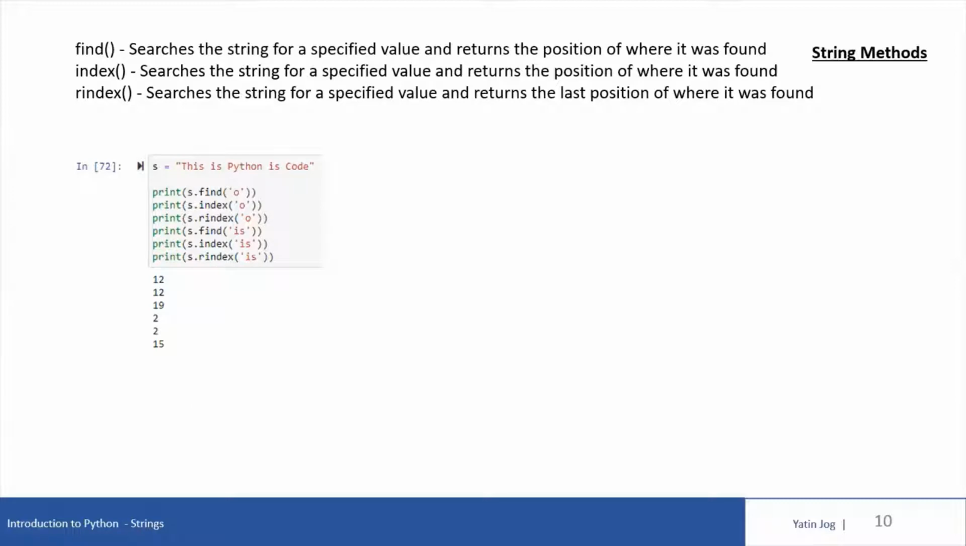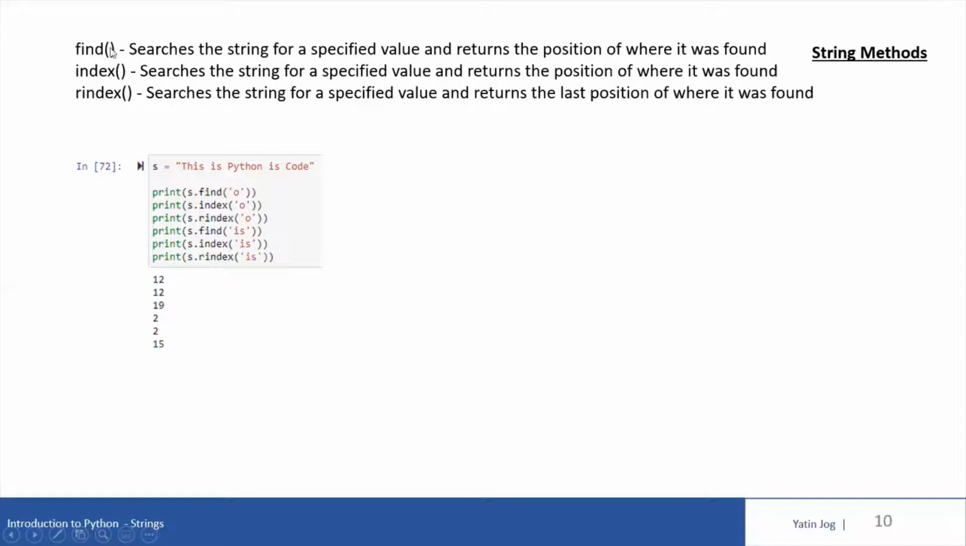In this video, we are going to discuss three string methods: find, index, and rindex. Similarly, we also have rfind as another function, but we'll discuss these three: find, index, and rindex. Find searches the string for a specified value and returns the position of where it was found.